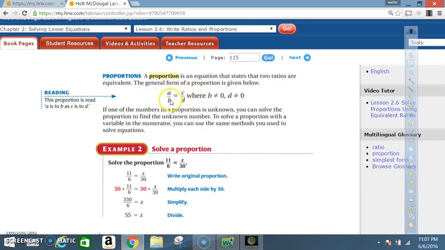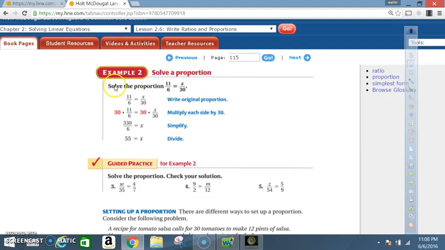Proportions. A proportion is an equation that states that two ratios are equivalent. The general form of a proportion is given below. A to B is equal to C to D, where B cannot be zero and D cannot be zero. If one of the numbers in a proportion is unknown, you can solve the proportion to find the unknown number. To solve a proportion with a variable in the numerator, you can use the same methods you use to solve an equation.